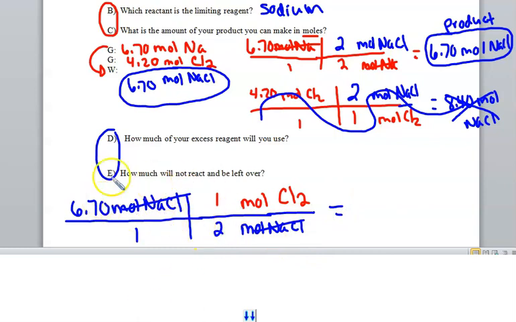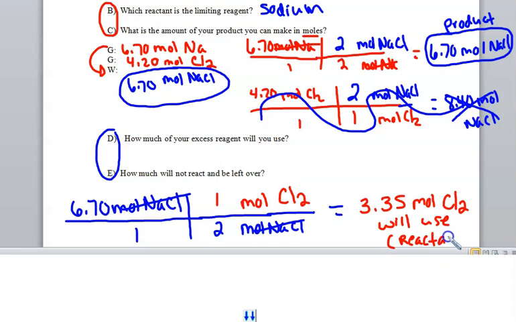Basically what I'm using is, if I make this much salt, how much chlorine am I going to use? This is just like I did a while ago. If I had 9 burgers, how much cheese am I going to use? You're going to use 27 slices of cheese for your 9 burgers. If you think of the burgers, that's what I'm doing right now. And so I'm going to use 3.35 moles of chlorine. That's how much will be used. How much will react, that's another word we can use. That's how much is going to be gone. So this is my answer to letter D.